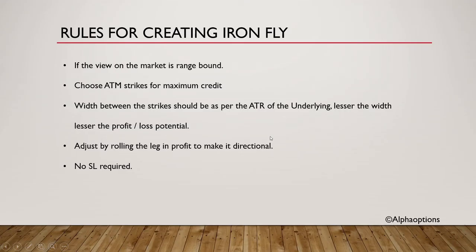So the view on the market is range bound. Then you can choose to start with this strategy, and then as per the direction of the market you can make the adjustments. And always choose at the money strikes for maximum credit, and choose the width between the strikes as per the ATR. For example, Nifty has a moving range of about 100-120 points on a daily basis. You can choose 150 as your ATR, and then choose the strikes like that. And always adjust by rolling the leg in profit. Never touch the losing leg, that has to be left like that, and adjust on the profit side.